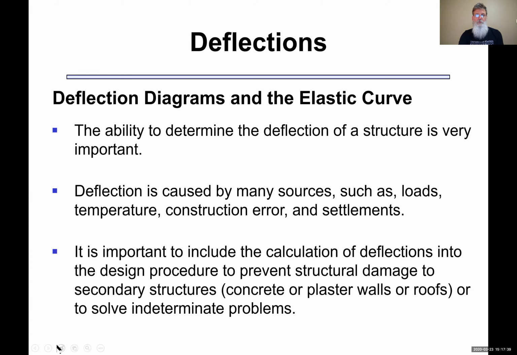So again, it's important to include these deflections into our design procedure. Secondary structures like walls, especially brittle materials like concrete or plasters, will crack when they have differential settling. You might see that in a lot of older homes, especially around door frames and windows. You'll see cracking in the corners, and that indicates that basically each side of the door is settling at a different rate than the other.